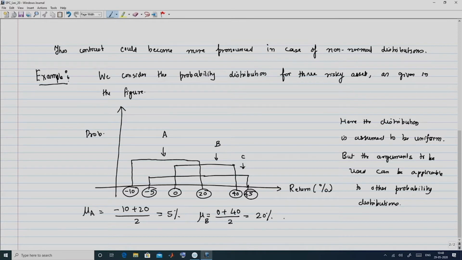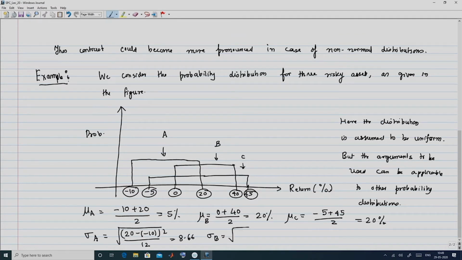So, this is mu B, and expected return on C, that is mu C, this is going to be (-5 + 45)/2, and this is also going to be 20%. And in a similar way, sigma A, remember sigma A is going to be the square root of (B minus A) whole square by 12. So, this is going to be (20 minus of minus 10) square over 12. So, this is going to be equal to 8.66.